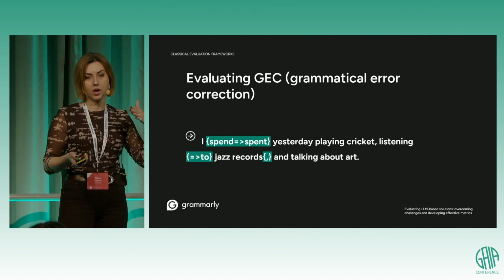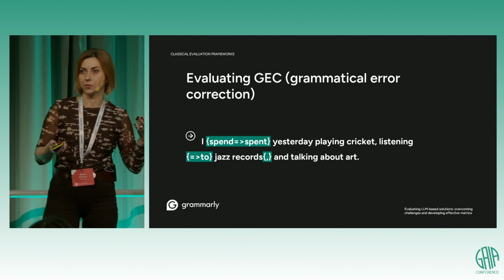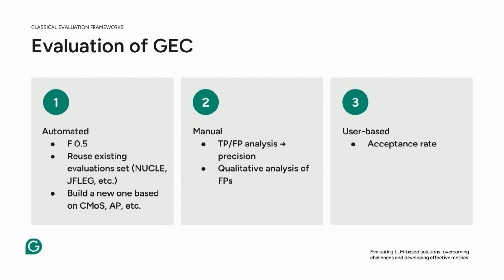And yeah, so when you have to evaluate a grammatical error correction system, you'll probably have to collect, just pull a sample of data, similar to this data, right? And yeah, let's try to apply this framework. Well, again, automated, manual, and user-based metrics. You would probably want to compute the F-score, right? And just to compute it, you need an eval set.